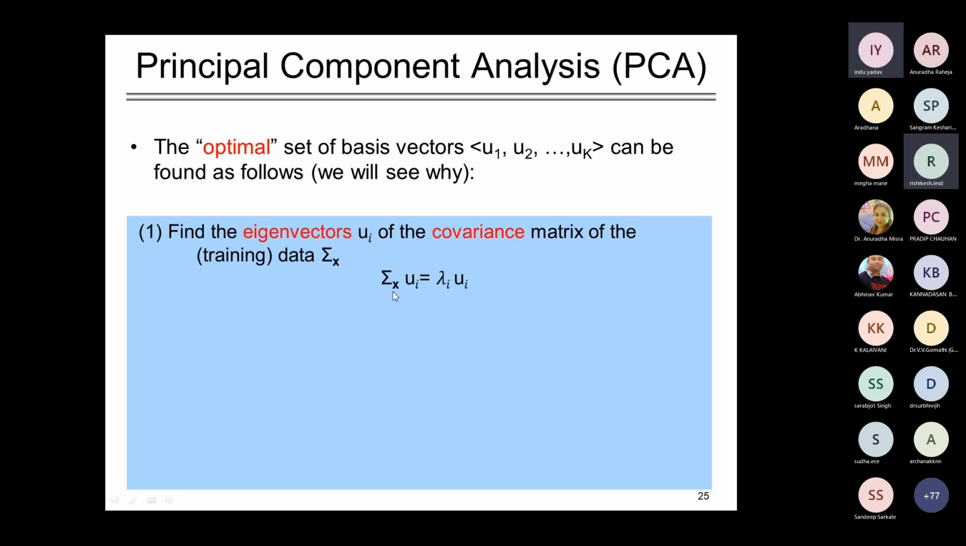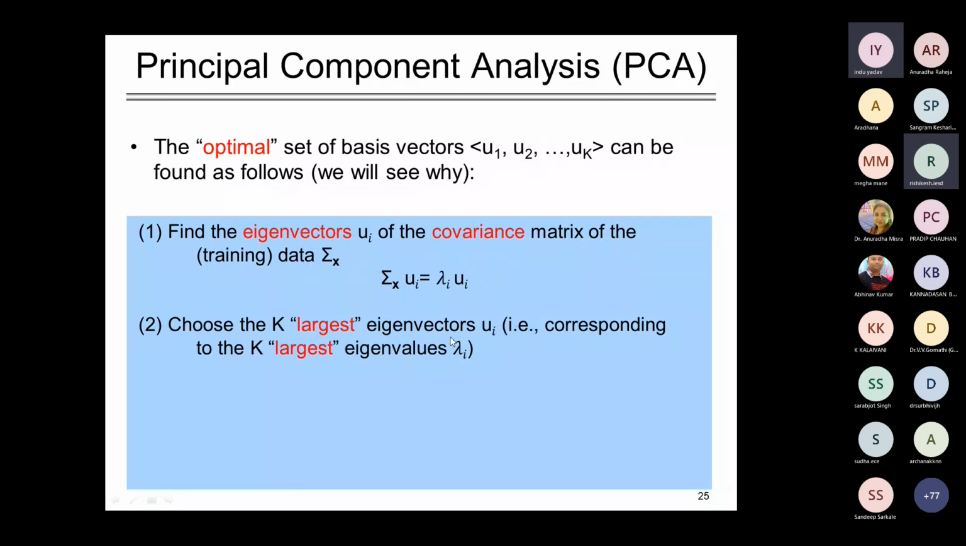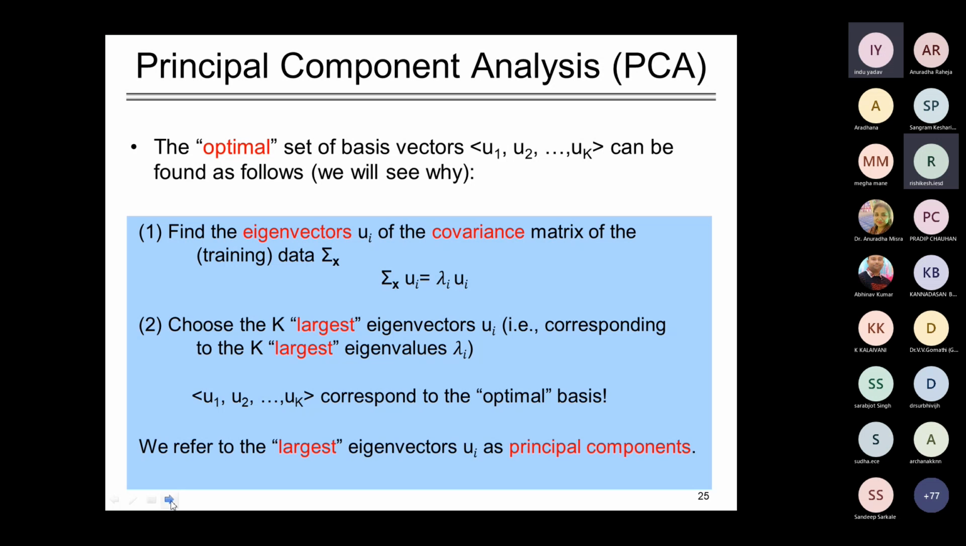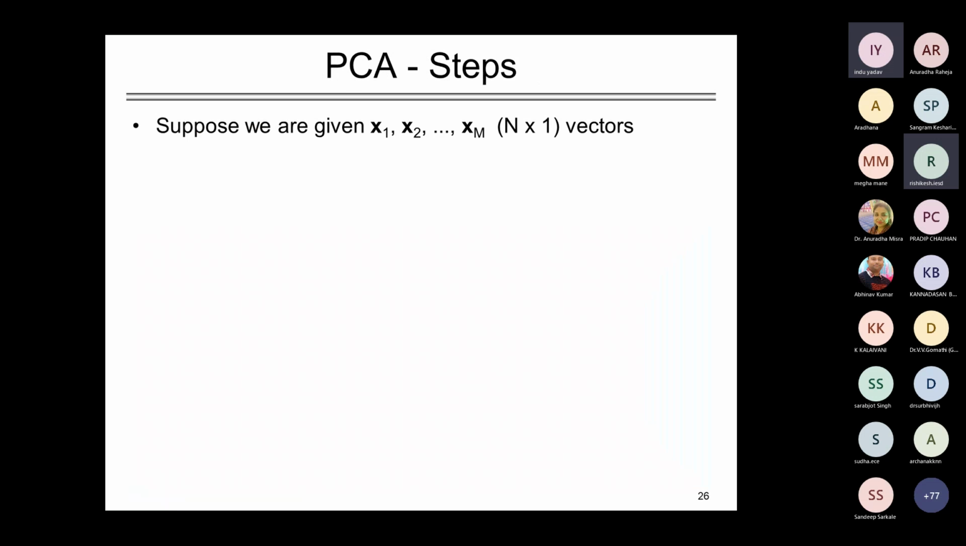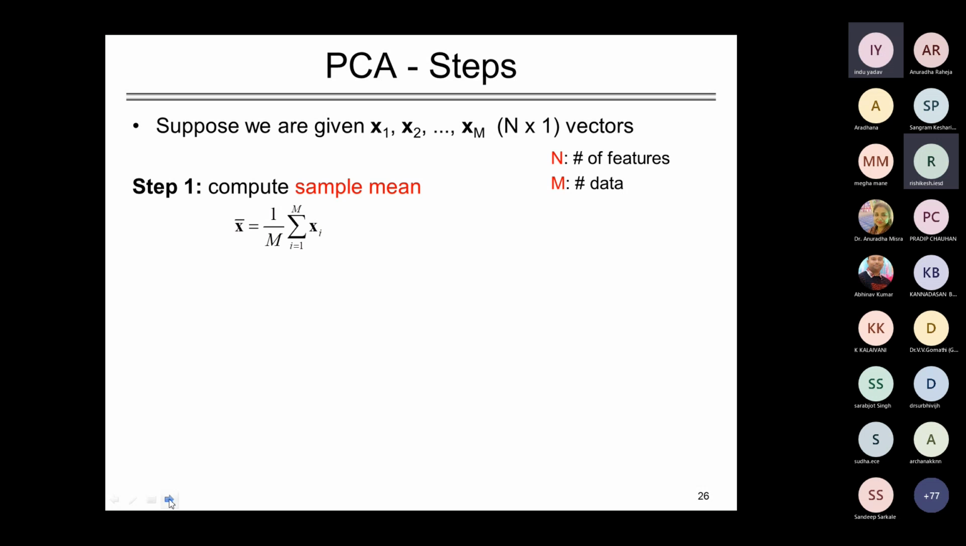Find the eigenvectors ui of the covariance matrix of the training data set, sigma x ui equal to lambda i ui. Then choose the k largest eigenvectors ui, corresponding to the k largest eigenvalues lambda, like this. u1, u2 up to uk correspond to the optimal basis. We refer to the largest eigenvectors ui as principal components. Suppose we are given x1, x2 up to xm, n cross 1 vectors, n of features, m of data.